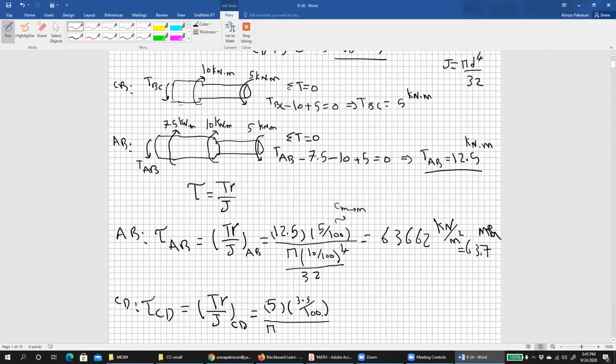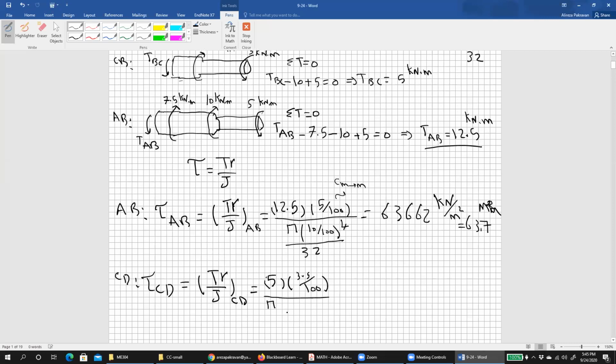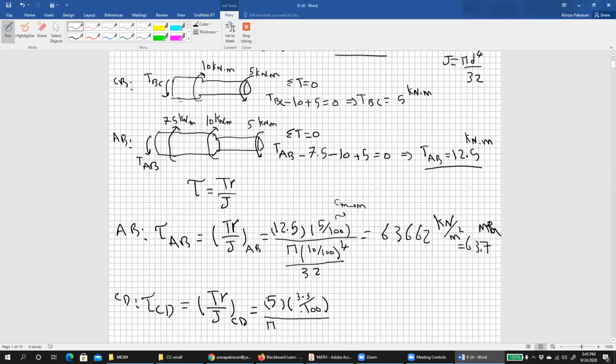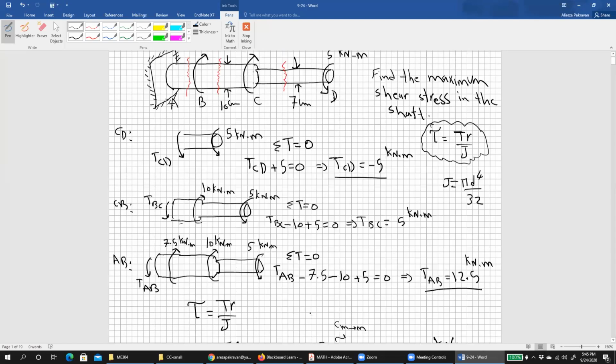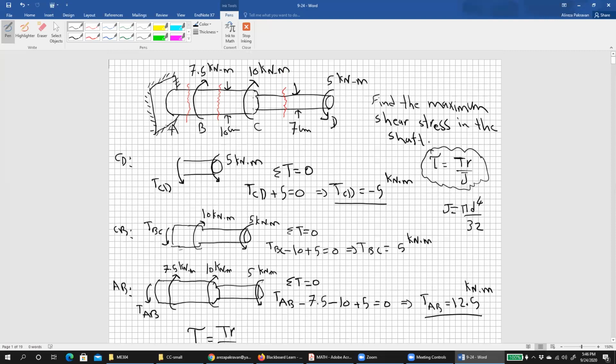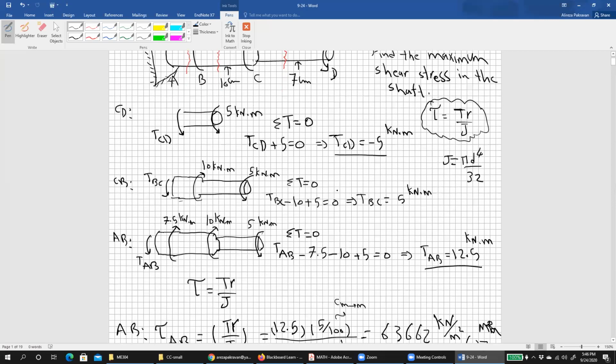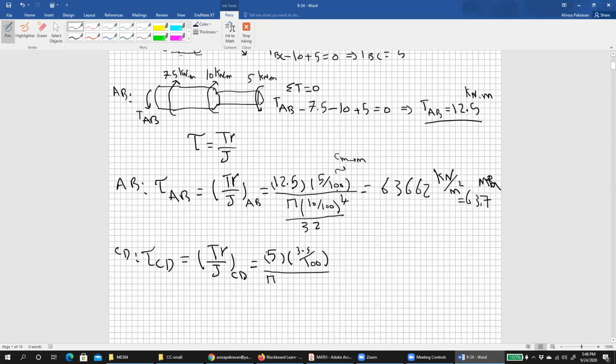Does the fact that the torque for CD is negative mean anything? That's because of equilibrium. For the shear stress, we don't need to include the sign. Since we assume this direction is positive, it just means the torque is in the opposite direction to sustain equilibrium, right? Does it make sense? Yeah, thank you.